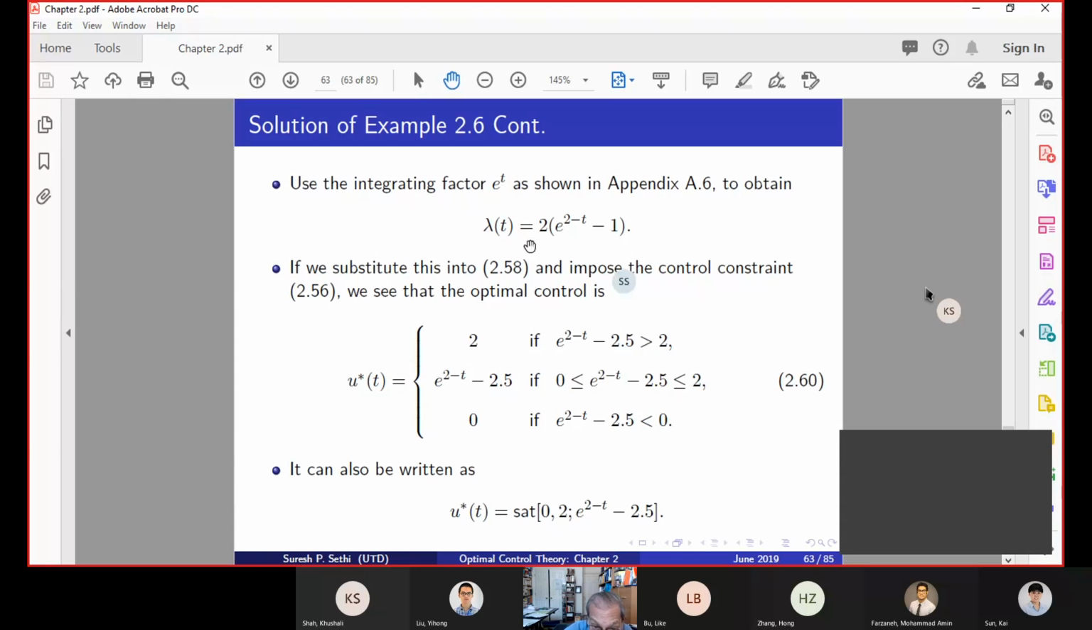This function is exactly the SAT function that I told you about in chapter 1. So that's the reason why I defined this function. SAT comes from the words saturated amplifier. Amplifiers are devices that cut off the current when the current exceeds a certain amount. So if the current exceeds this amount, it cuts off to 2. That's why it's called a saturated amplifier. And the SAT function is a function of this kind.